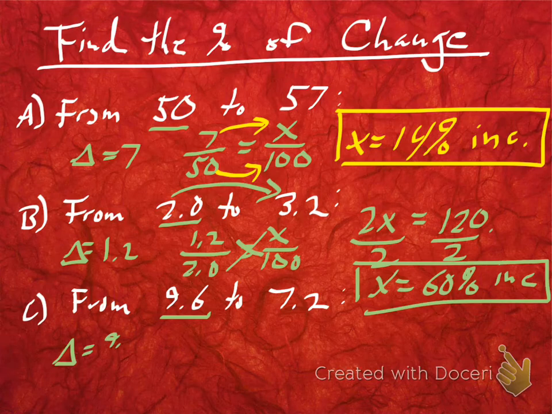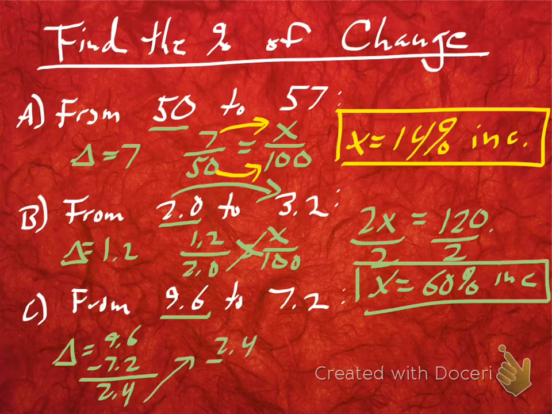Okay? The last one, what you should have done is found the change. This one is a little bit harder, so let's go ahead and show the work. 9.6 minus 7.2, the change was 2.4. All right, so let's put 2.4 on the top. Let's put the original number, which is 9.6, on the bottom, is equal to x over 100.